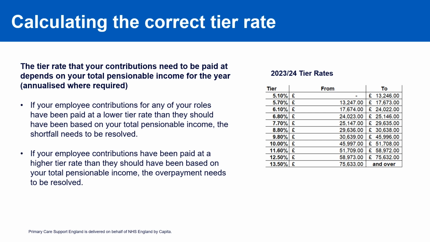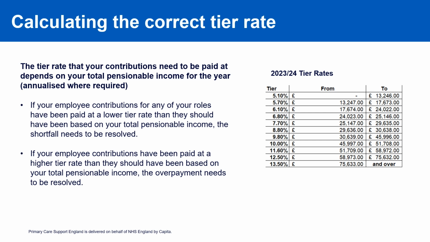Remember that the tier rates are specific to the pension year, so you can see the tier rate table for 23-24 on the screen, and that shows us that the highest tier rate for 23-24 was 13.5%, so all practitioner members who earned £75,633 or more had 13.5% as the correct tier rate that should be applied.